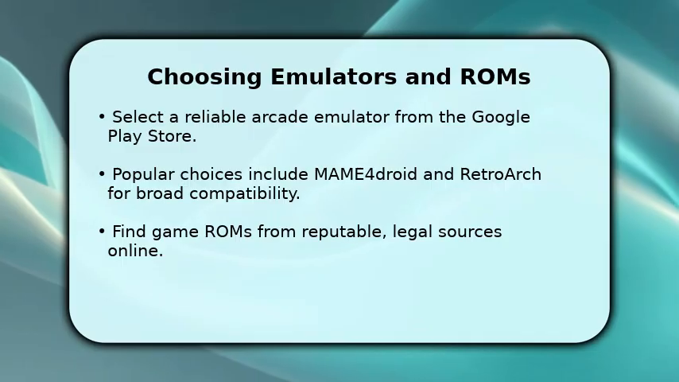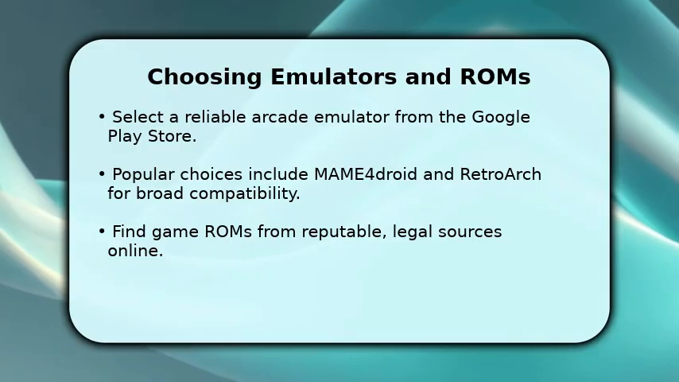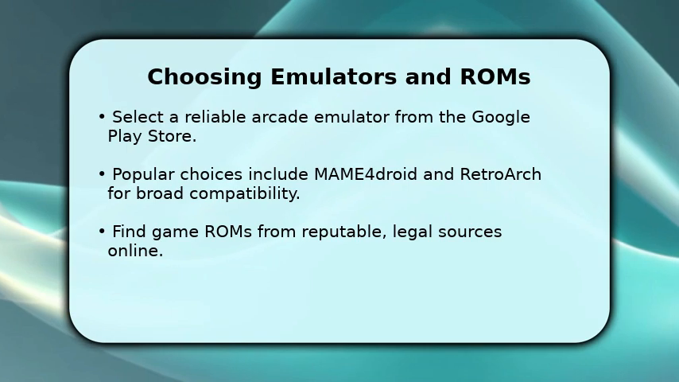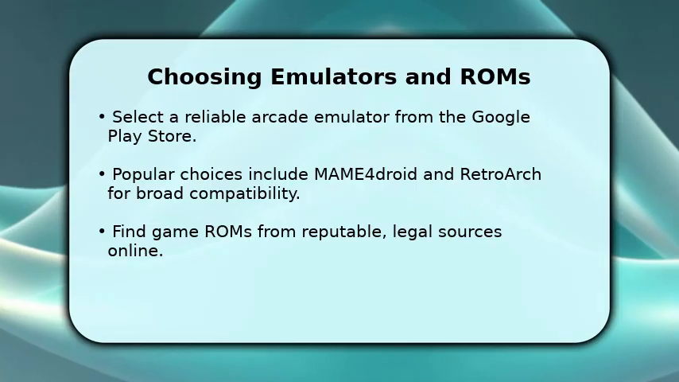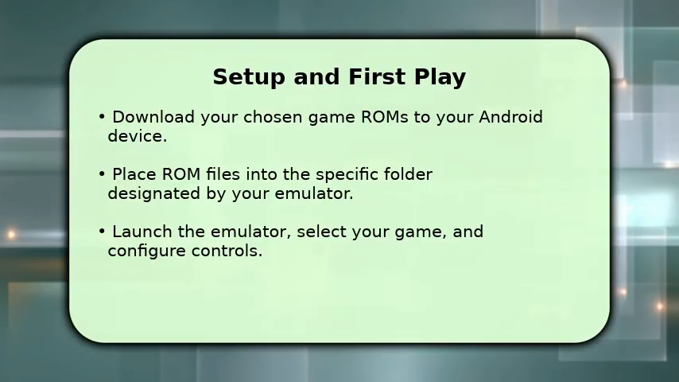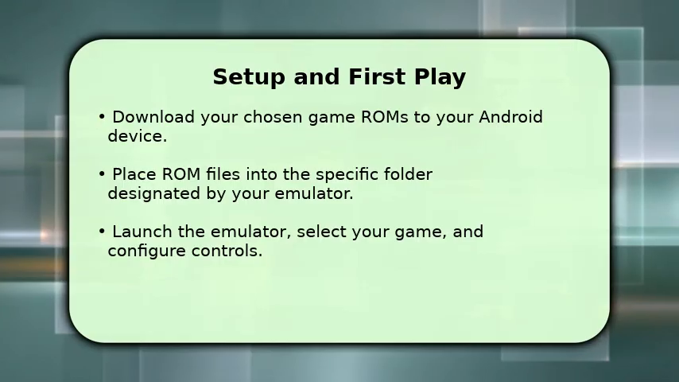Once your emulator is installed, the next step is to acquire game ROMs. It's crucial to find these from legal and reputable sources to ensure a safe and enjoyable experience. Always prioritize websites known for their integrity and comprehensive game libraries. With your emulator installed and ROMs downloaded, it's time to set things up.